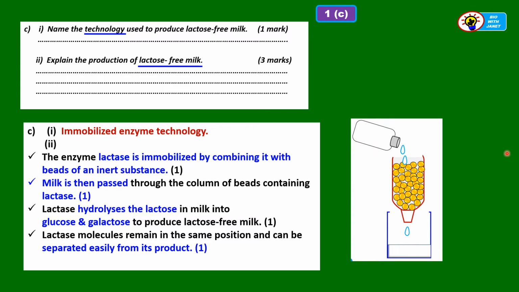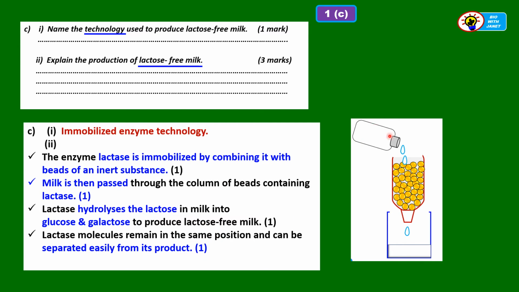Now explain the production of lactose-free milk. So first, the enzyme lactase is immobilized. That means it's stopped from moving, okay, by combining it with beads of an inert substance. Okay, so it's fixed in this position. It remains in this position. Next, the milk is passed through the column of beads containing lactase. Then the lactase will hydrolyze the lactose in the milk into glucose and galactose to produce lactose-free milk. And then lactase molecules remain in the same position and can be easily separated from its product. Okay, so any 3 of these out of 4 points.